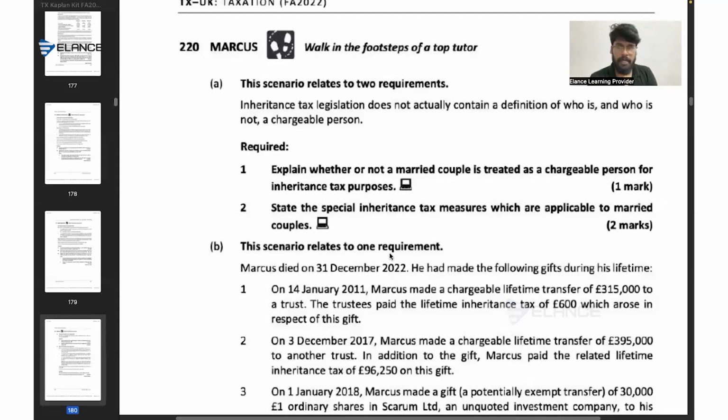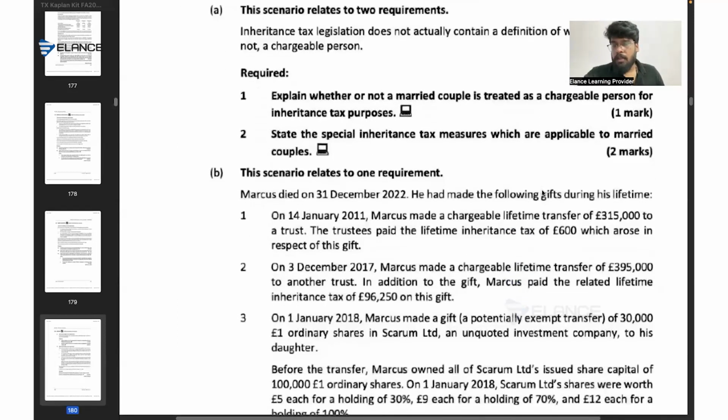On the death of the first partner, if there is any unused nil rate band, it can be transferred to the surviving partner. These are the two measures, the additional tax rules for married couples in IHT. That is the answer to the first two requirements in part A of this question. So these two were general questions.